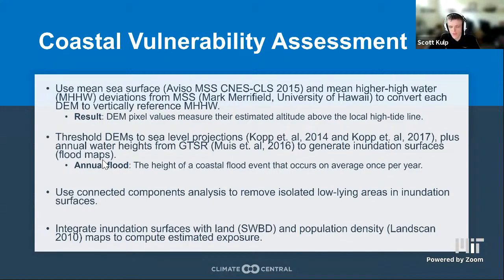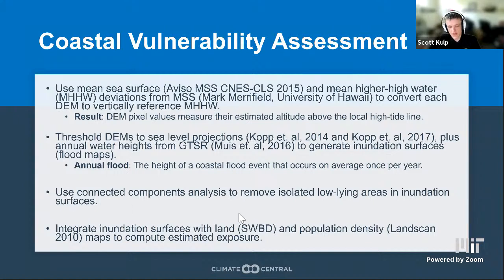I'm going to use annual flood a lot in the coming slides, but really what this means is the height of a coastal flood that occurs on average once a year. Sometimes it'll occur 2 or 3 times a year. Other years it won't happen at all, but this is an average annual flood.